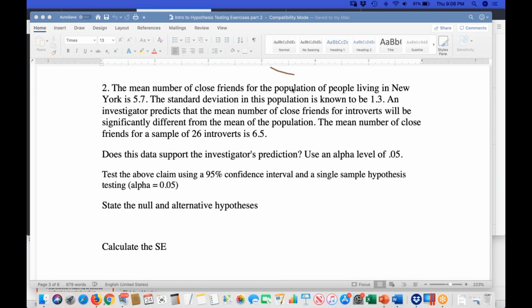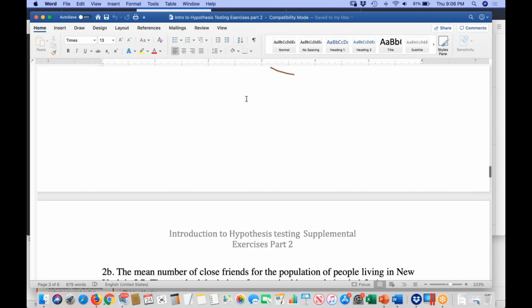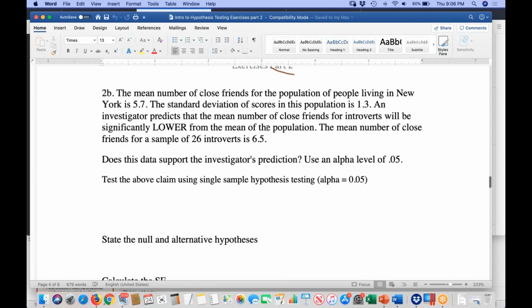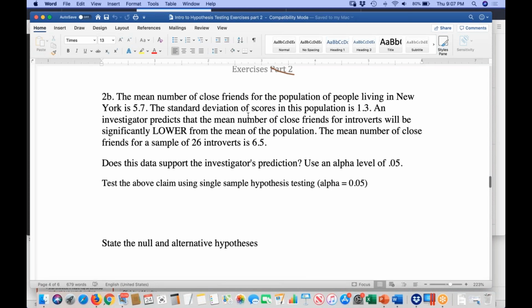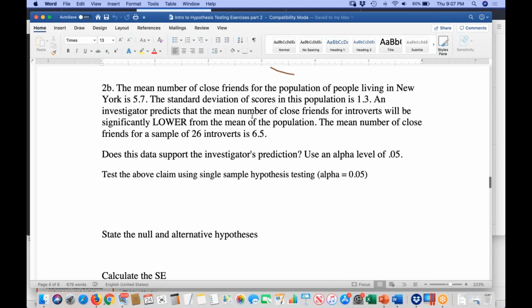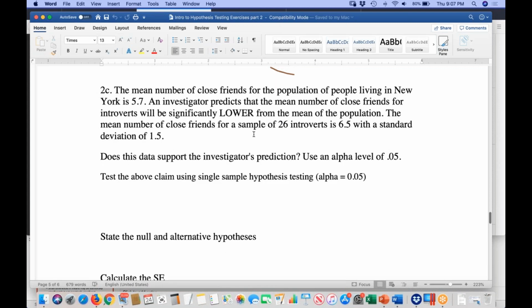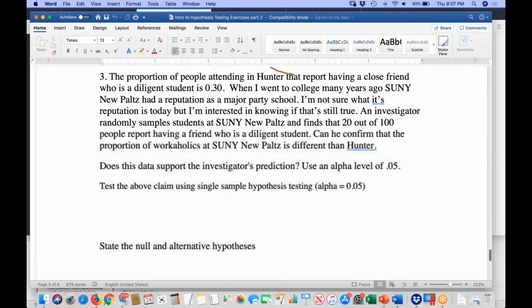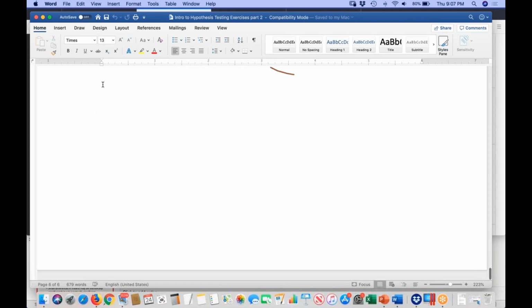Okay, mean number of close friends for a population of people living in New York is 5.7. The standard deviation is up. Another one with a population. I want to get the one without a population. Scores in this population 1.3. Mean number of close friends population. Let's see if we get something better. No, let me try a different one.